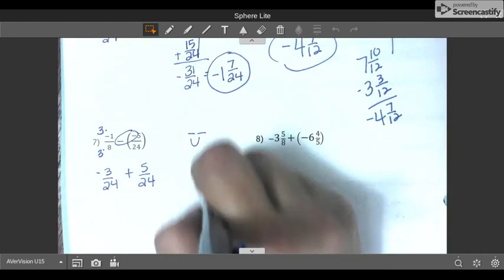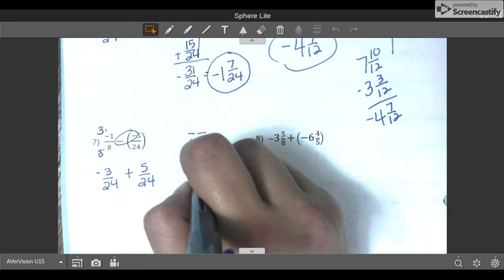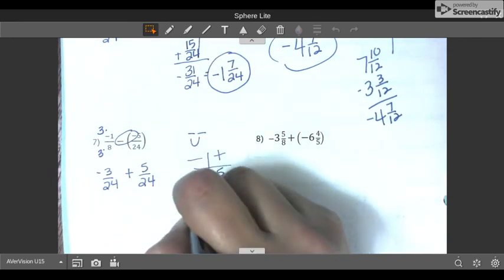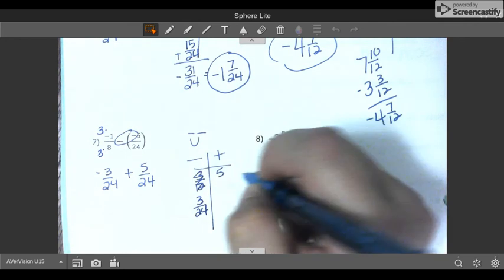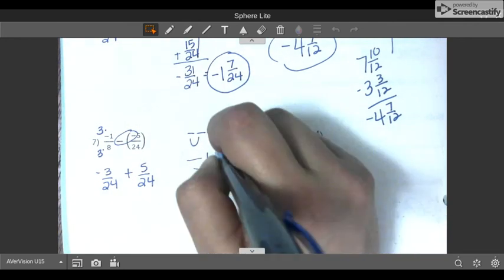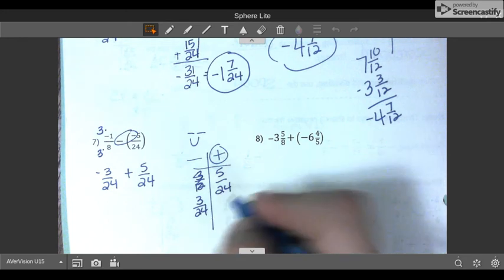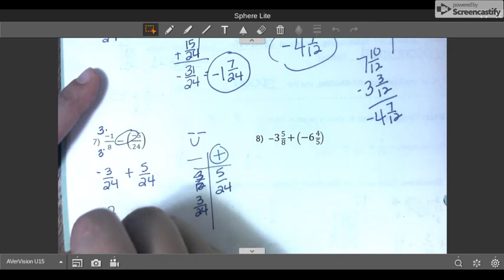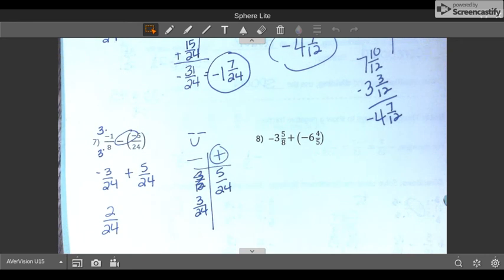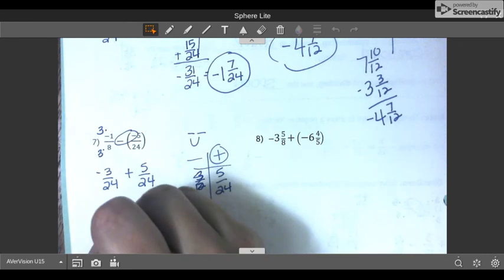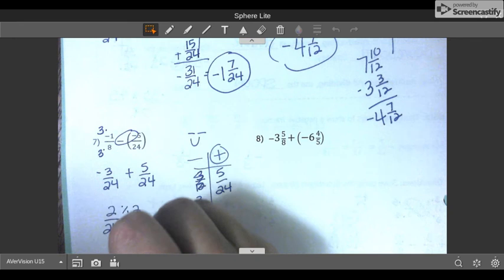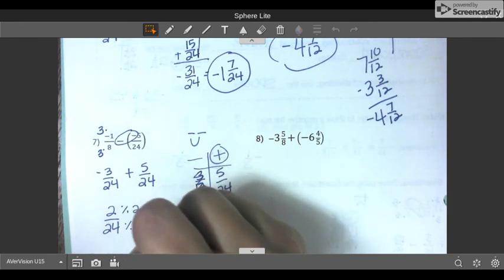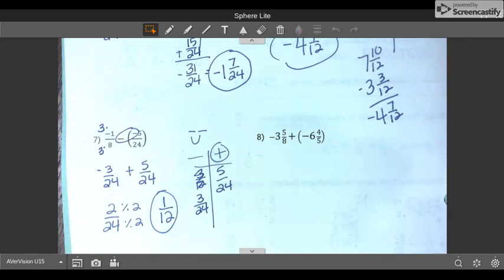When I put these on a scoreboard, oops, sorry. We're going to see that positives win. By how much? By 2/24. So the answer is positive 2/24. But then you're going to notice that that's not in simplest form. So I'm going to have to divide the numerator and the denominator by a common factor of 2. And my answer is going to be positives win by a 12th.